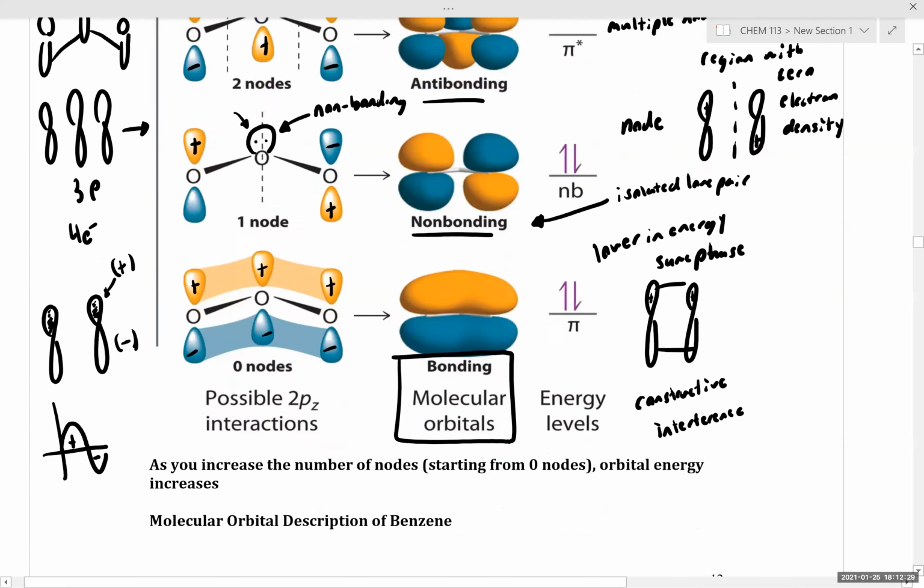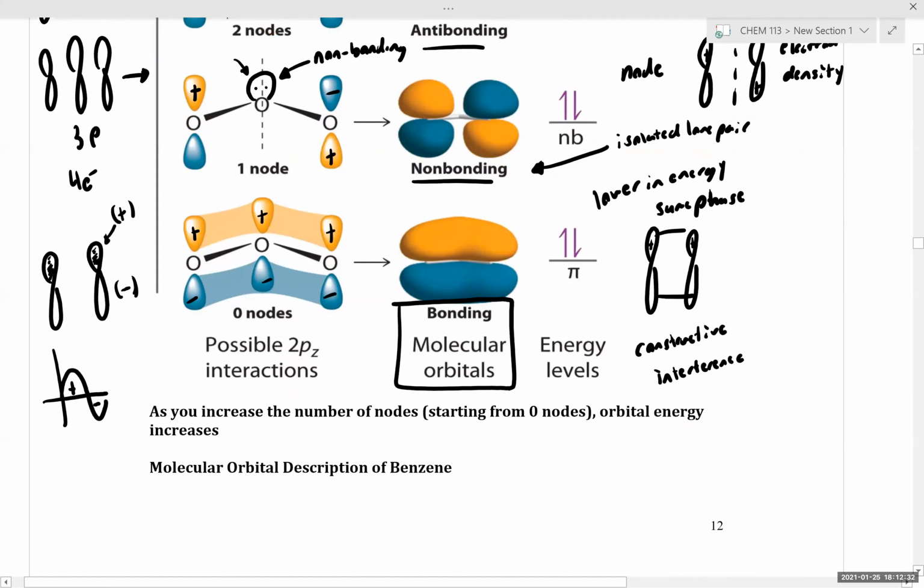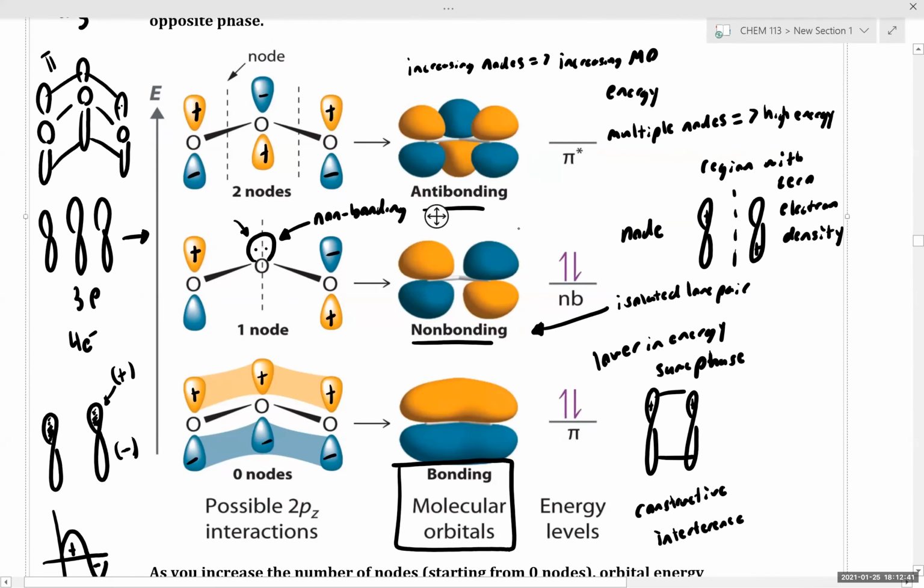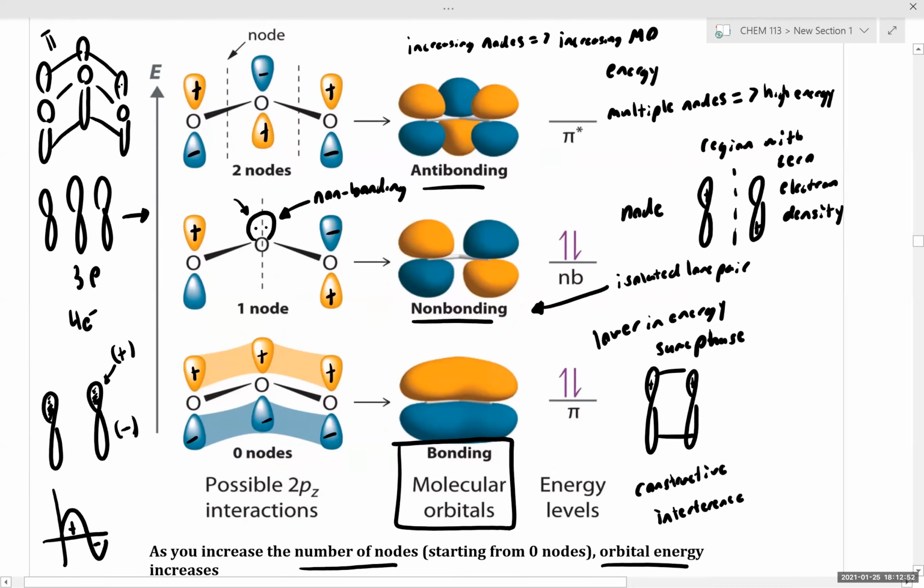Okay. So, key things to keep in mind: as you increase the number of nodes, orbital energy increases. So as you go up in orbital energy, you'll see more nodes present in your molecular orbital depiction. Does this discussion make sense to everyone? Does this look familiar from the previous organic course? Did you say that as the number of nodes increase, then the amount of molecular energy also increases? So as the amount of nodes increase, the molecular orbital energy increases.